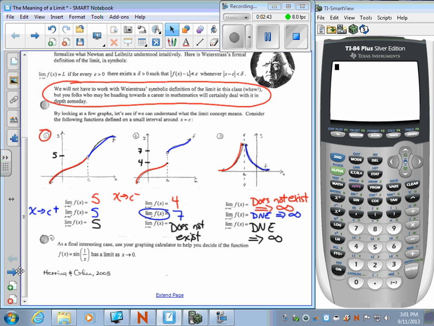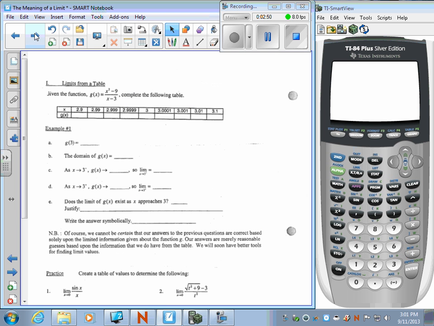We're going to move on now to the next page. Looking at this, part 1, limits from a table, I would like for you to complete the table. So go ahead and type x squared minus 9 all over x minus 3 into your graphing calculator, put that in y1, then use your table, but set your table so that you are on auto.